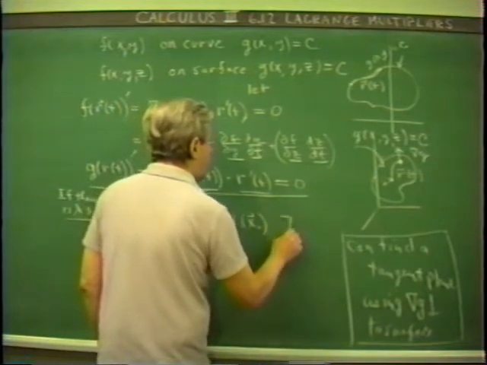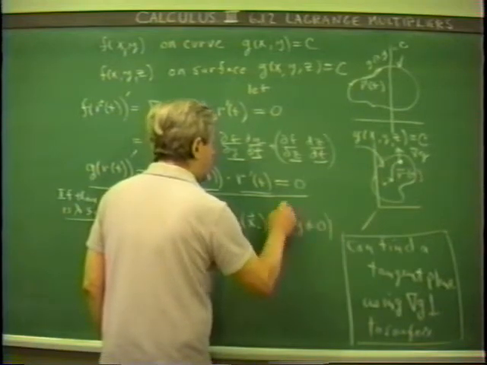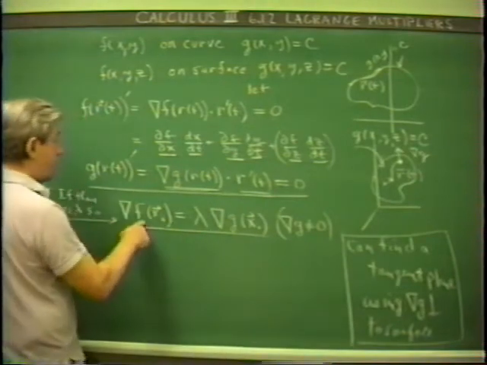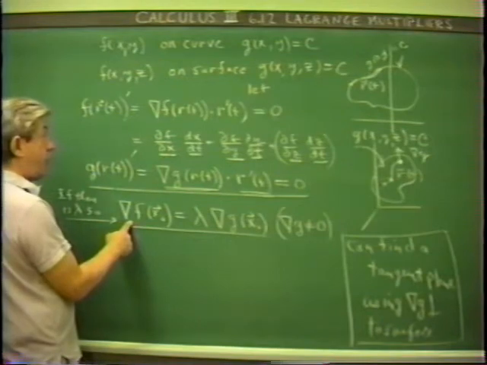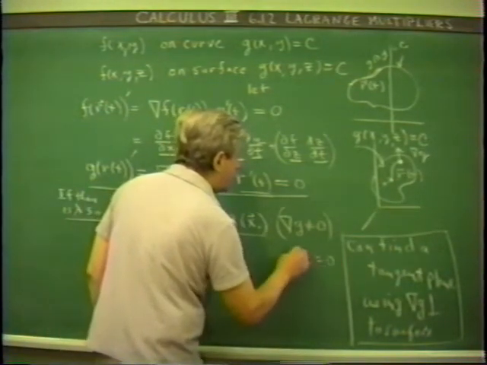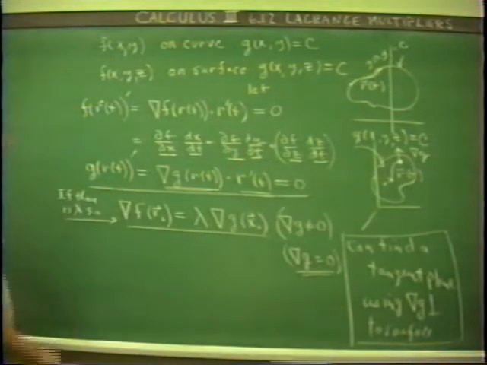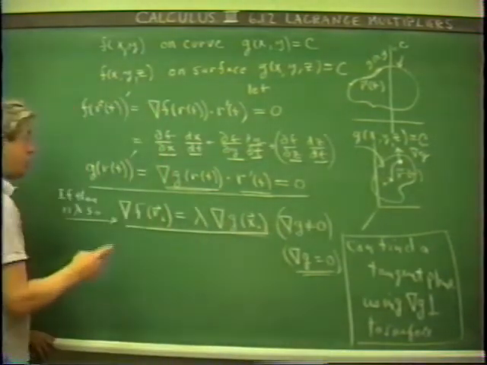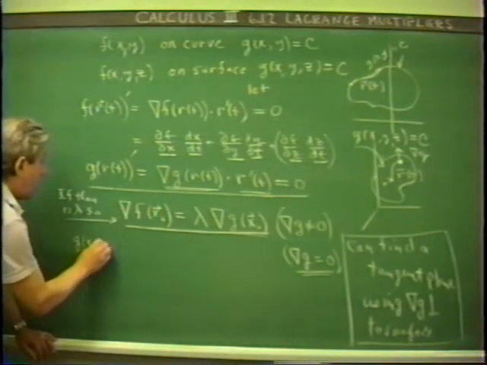Now, the other possibility is that the gradient of g is equal to 0. So the thing to check here are two different types of points. One is where the gradient of g is equal to 0, and the other one is where it's not. If the gradient of g is not equal to 0, and we can find the lambda so that the gradient of f is lambda times gradient of g, then that will be a candidate for a maximum or minimum. The other possibility is that the gradient of g is equal to 0, and you need to check points where the gradient of g is equal to 0. Usually it won't be.